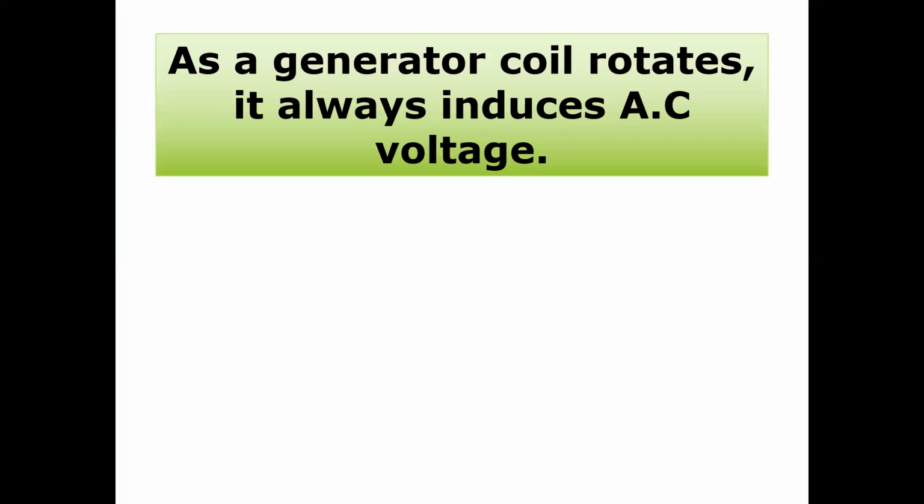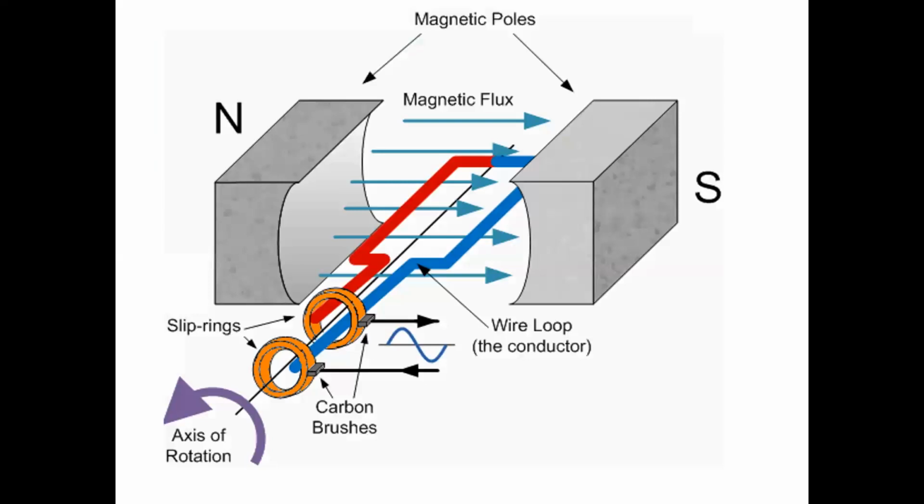As a generator coil rotates, it always induces AC voltage. So now copy this screen. This is the generator coil.